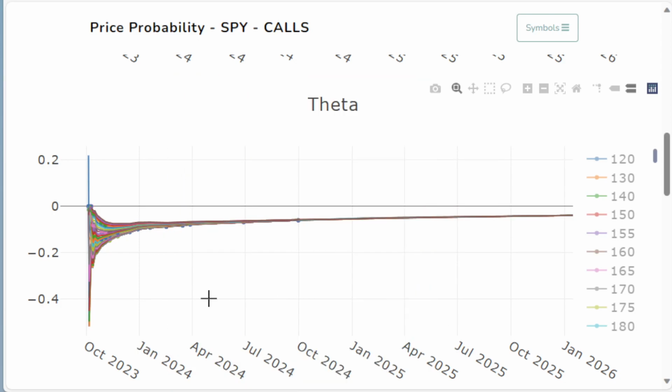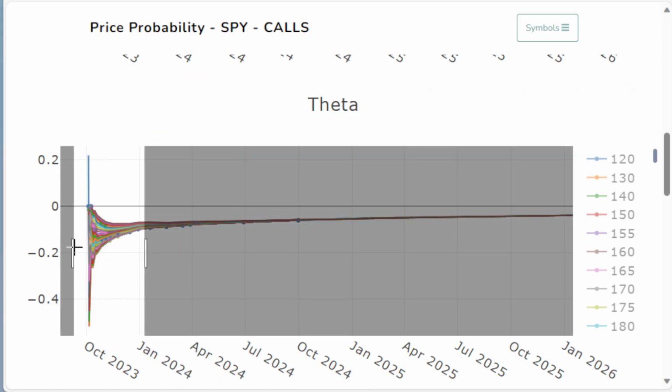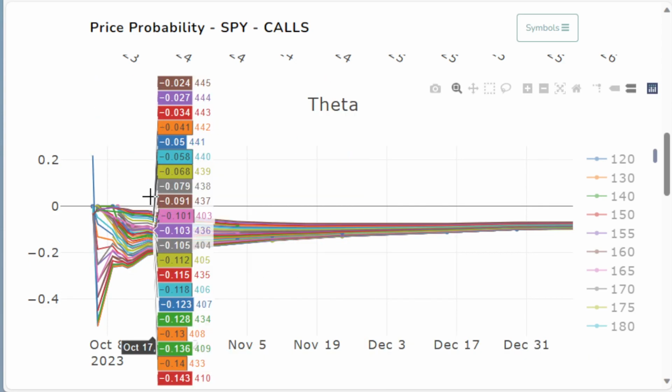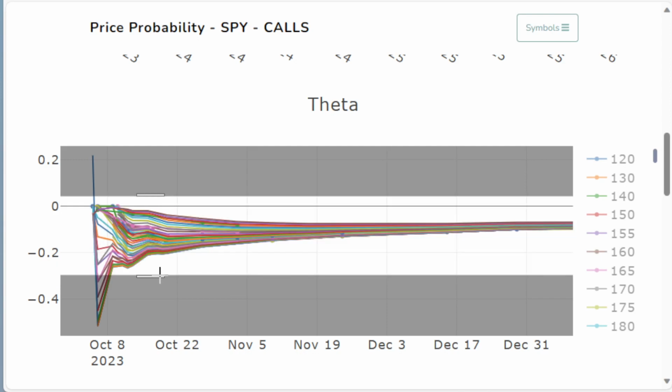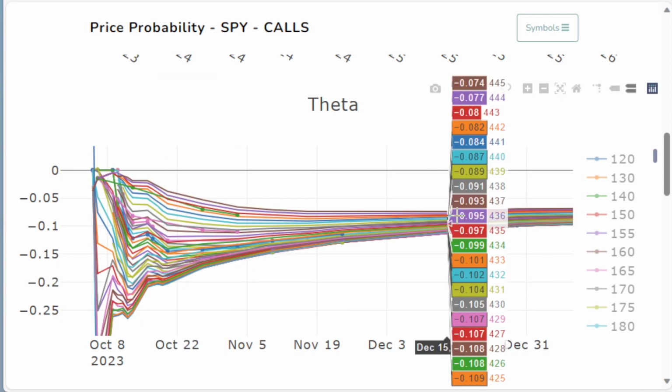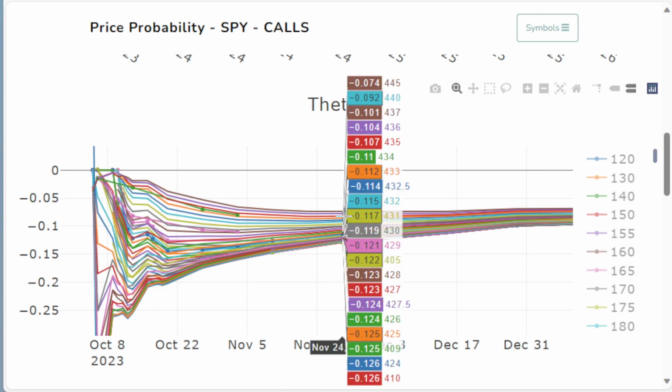What we can see here, which I think is pretty cool, is let's go out to January. So that gives us a couple months of data. And then we'll zoom in on the y-axis. And we can see how, if you go out a couple months, the theta is pretty steady. So what we're seeing here is that each strike is the values vertically. At the top you've got 445 all the way down to 410 on the bottom. And the number in the box is essentially the daily decrease in price. That's the theta that we're seeing here.